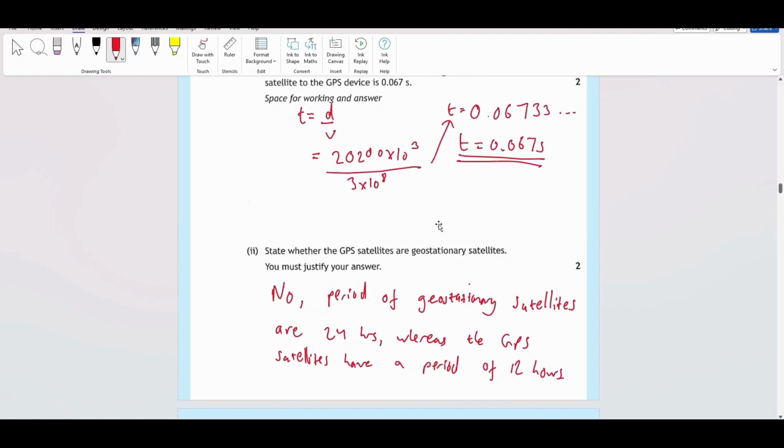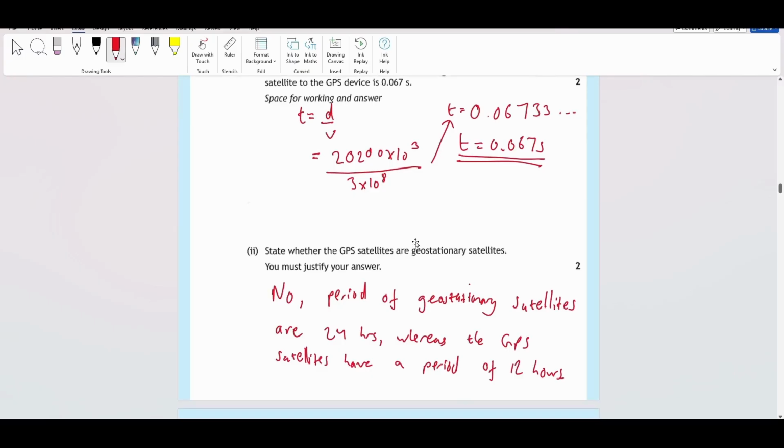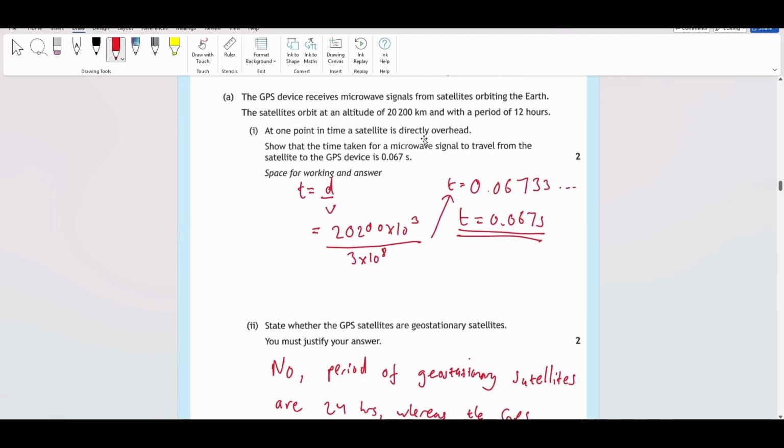For part two, we need to state whether the GPS satellites are geostationary satellites. I've said no because the period of geostationary satellites is 24 hours to ensure they stay in the same position when orbiting Earth, whereas the GPS satellites have a period of 12 hours, which is shown here. As long as you say something similar to this, then you should get the answer correct. Also, you could say that the altitude of a geostationary satellite is 36,000 kilometers, whereas this one is 20,000 kilometers.